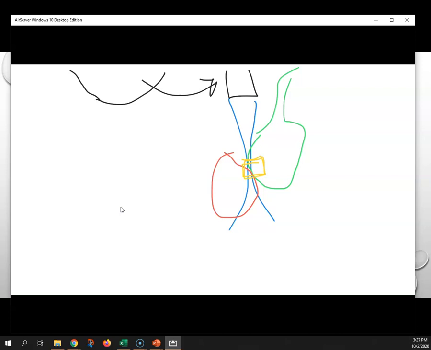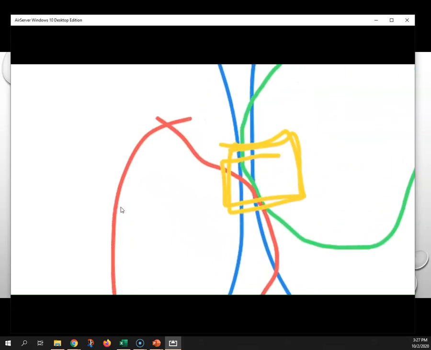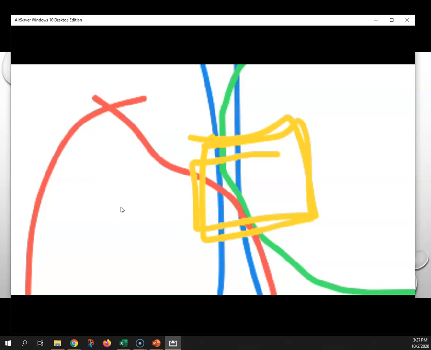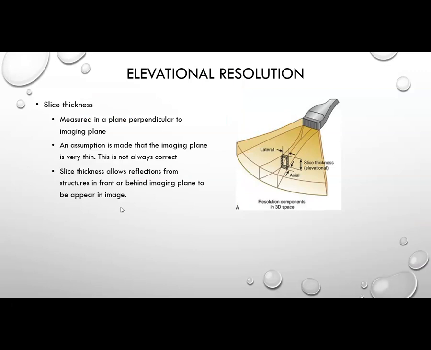slice thickness. Now let's make that slice bigger so that it really... There you go. So this part here is all coming together all at once. And that's what elevational resolution is.